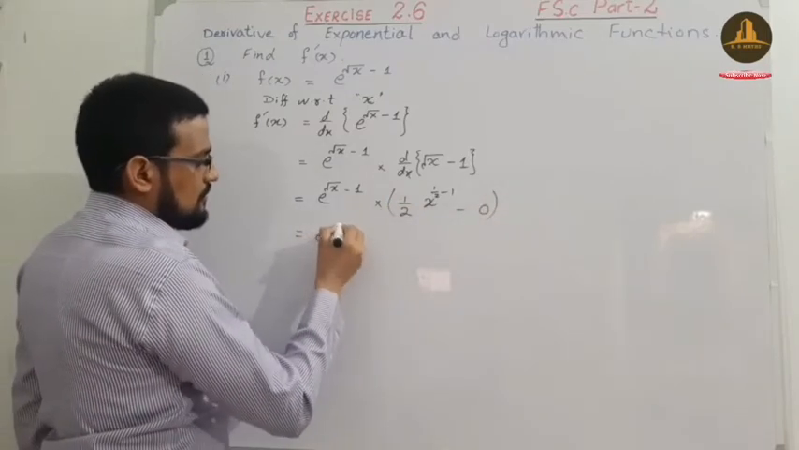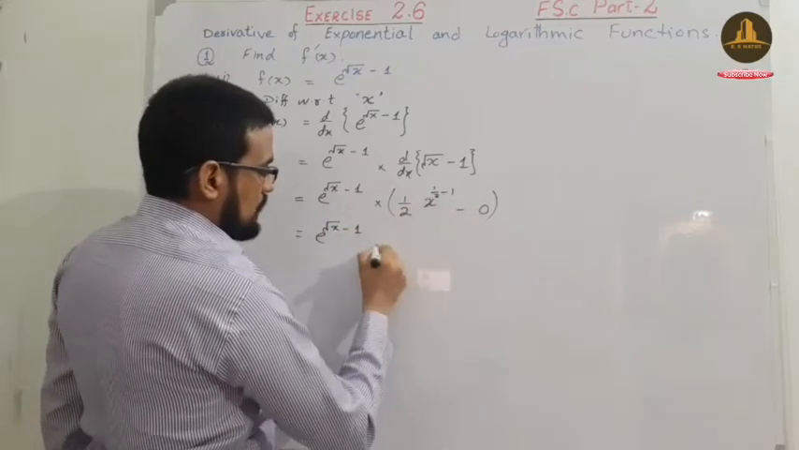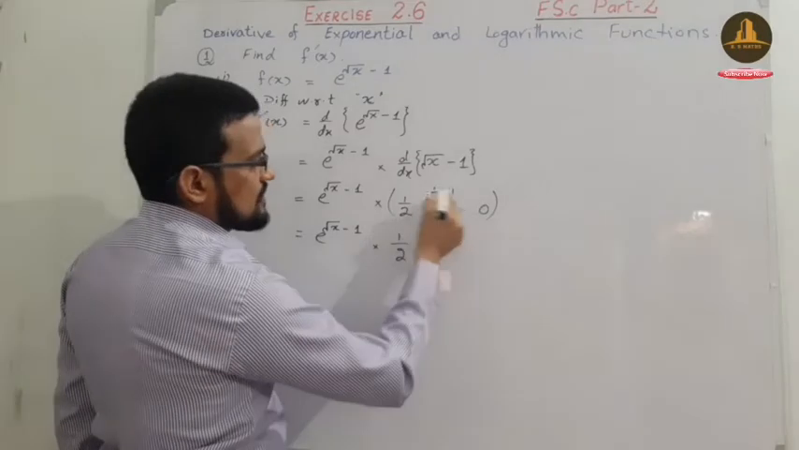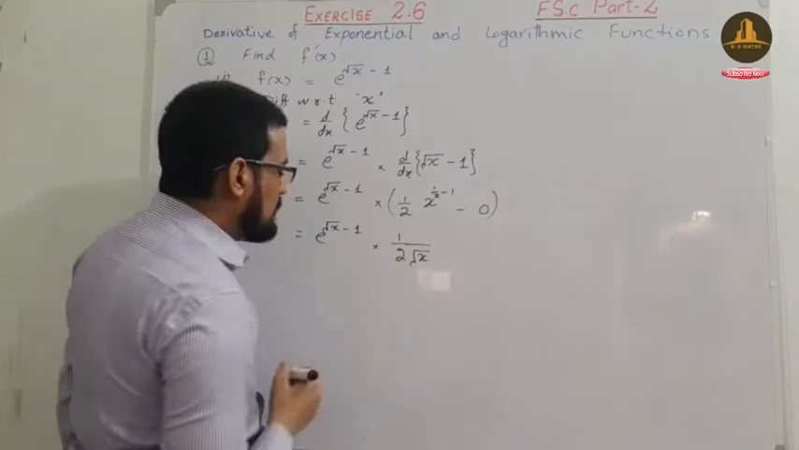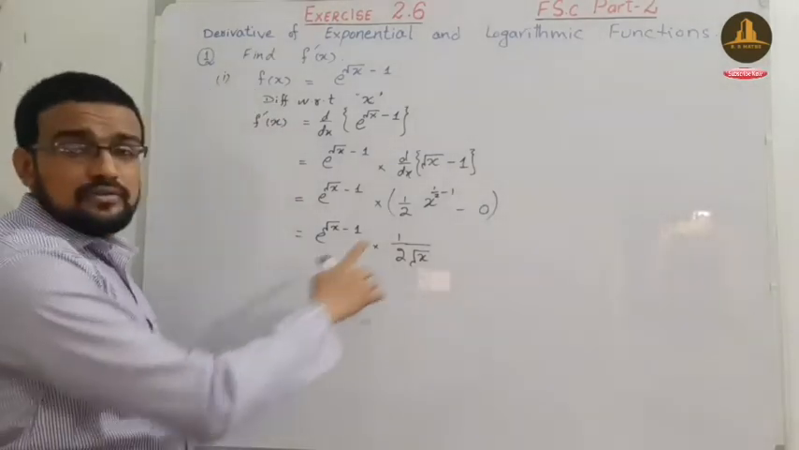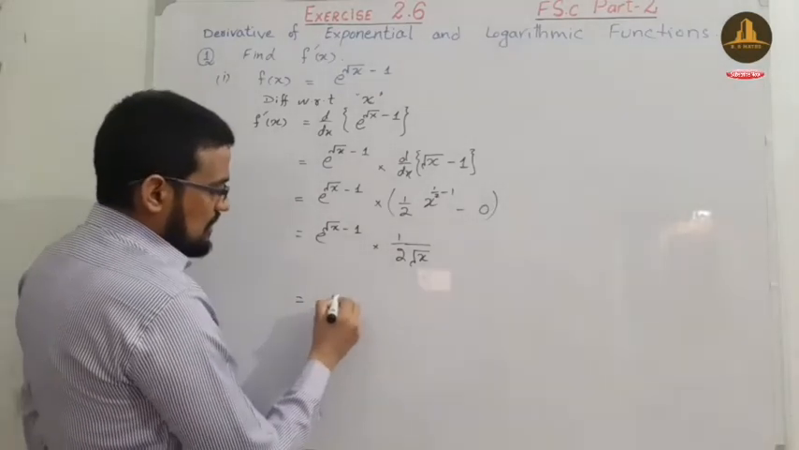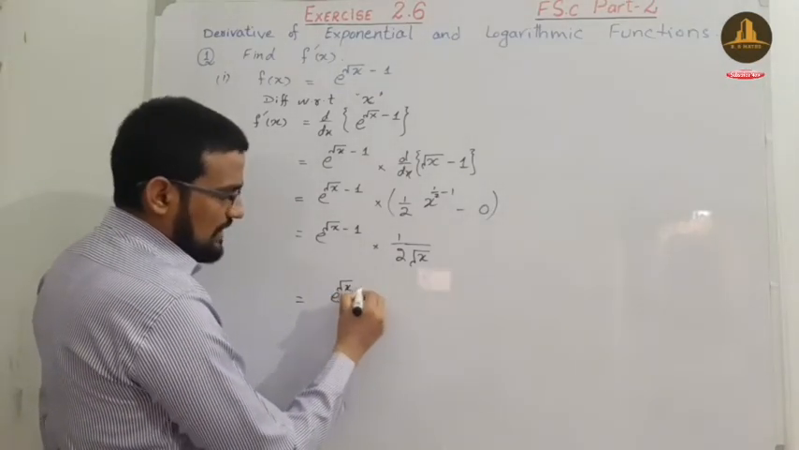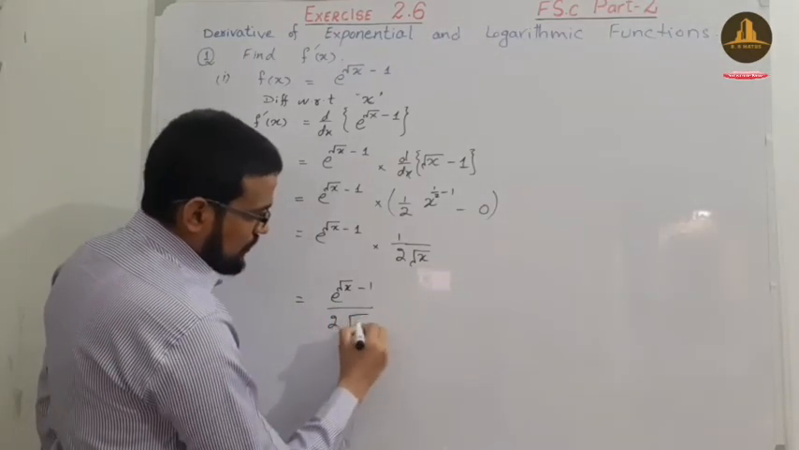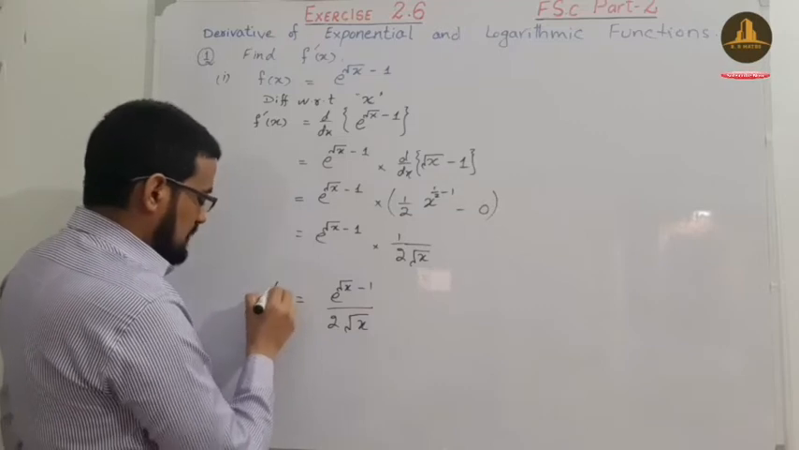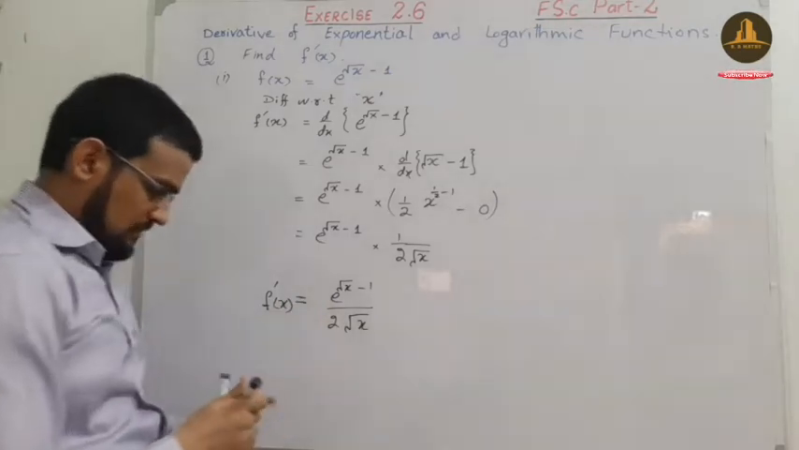So it is 1 by 2 x raised to power minus 1 by 2, which becomes square root in the denominator due to the negative power. Okay students, and then the final result is e raised to power square root x minus 1 divided by 2 into square root x, which is f prime of x. This one.